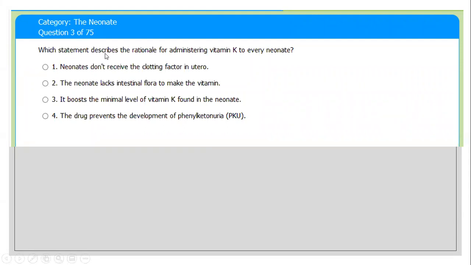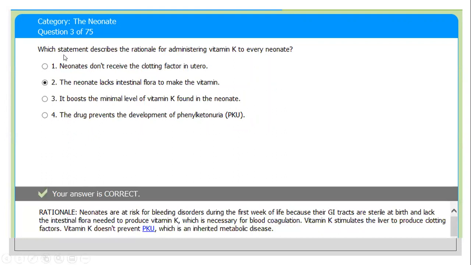Question: which statement describes the rationale for administering vitamin K to every neonate? Number one, neonates do not receive clotting factors in utero. Number two, neonates lack intestinal flora to make the vitamin. Number three, it boosts the minimal level of vitamin K found in neonates. Number four, the drug prevents the development of phenylketonuria. So the correct answer is number two.